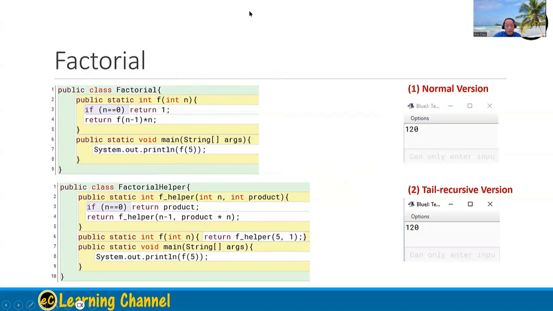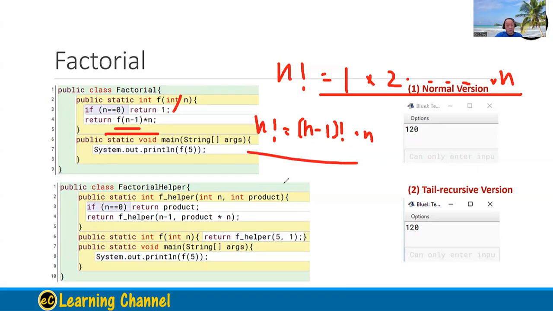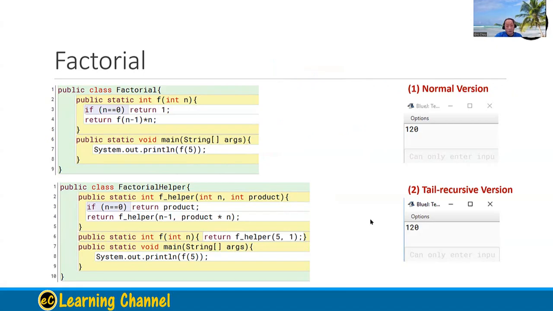Factorial is calculating n factorial. So it is 1 times 2 times up to n, okay? When n equals 0, you return 1. And then f of n minus 1 times n equals n factorial, which equals n minus 1 factorial times n, okay? So that's the recursive structure. And you can also write a version with the helper function. So these are different versions. We talked about it when we did recursion already.